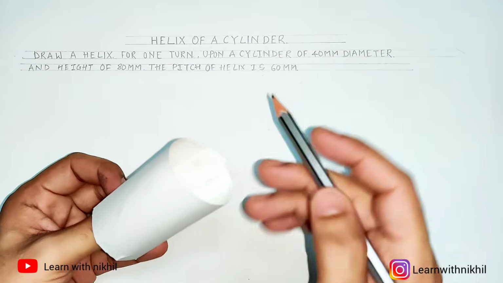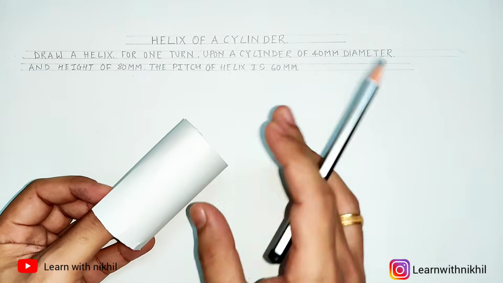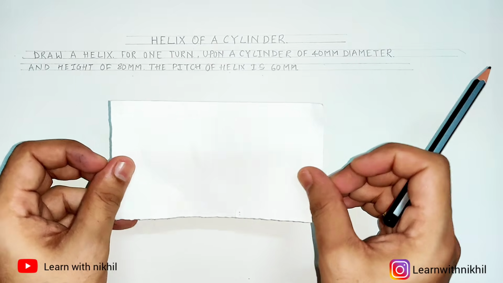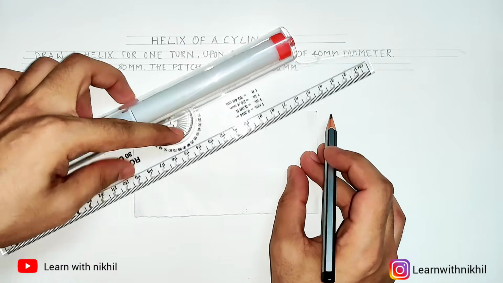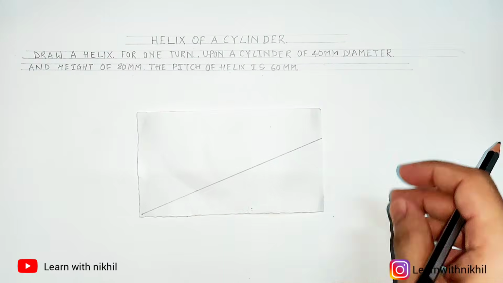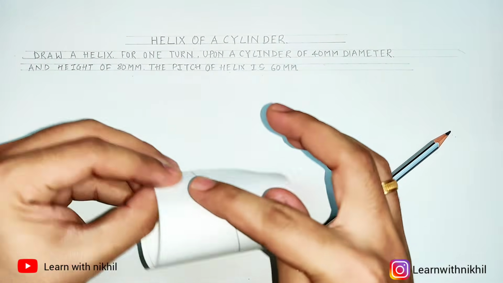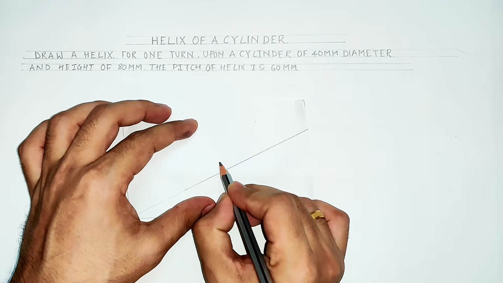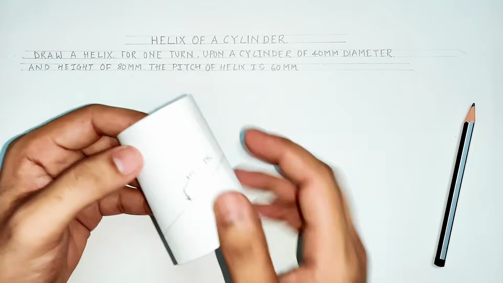First, we are given the diameter of the circle, which is 40 mm. So the cylinder has a diameter and it has a height. The height is 80. Now when I open a cylinder, it becomes a straight rectangular shape. Now if I mark a line across the cylinder like this, and when I rotate it, the curve which forms, this curve which you see, is nothing but a helix. So the curve which forms on the cylinder is nothing but a helix.